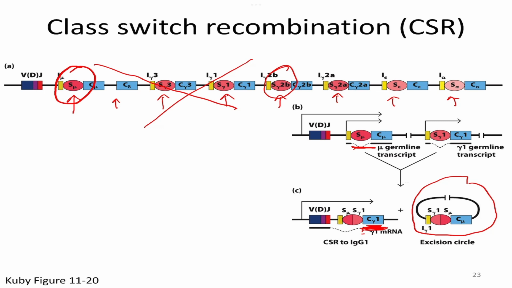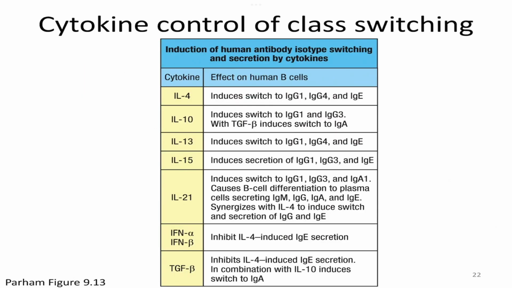Part of this has to do with which of the switch sites are available to the enzyme that does this VDJ recombination process. And the chromatin availability of the switch sites will control which type of antibody the B cell will switch to. The way that we control which one to switch to is based on which cytokine the B cell receives.